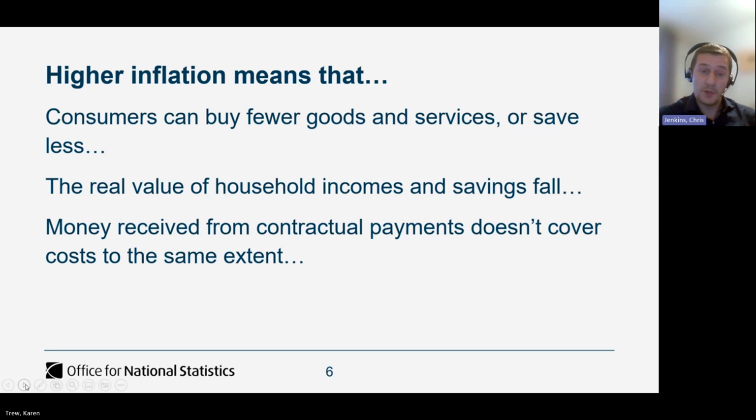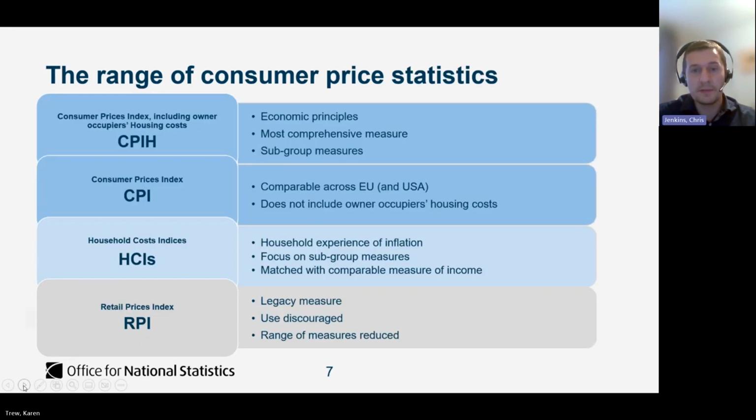If we think about it from a household perspective, the real value of household income starts to fall, particularly if wages and benefits are not increasing at the same rate as inflation is increasing. But we can also think about it from the business side as well. And the impact it has on businesses. So, for example, the money received by businesses from contractual payments, such as mobile phone bills, they don't cover the outgoing costs to the same extent as business costs start to increase with inflation. So it's really important and it impacts us all. Can we move on to the next slide, please?